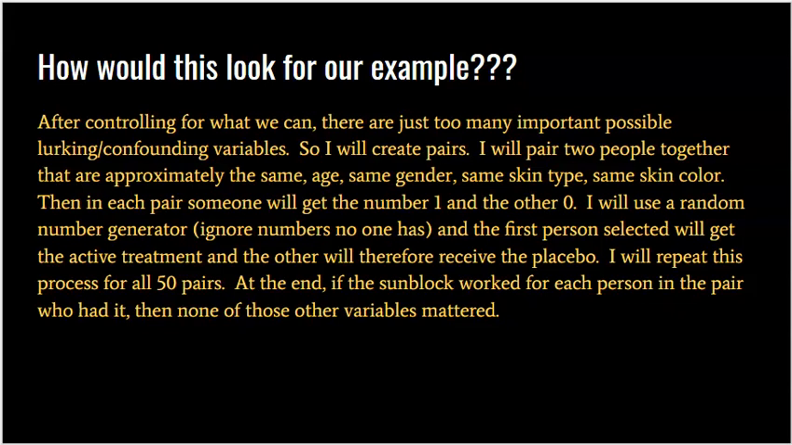At the end, if the sunblock really worked for each person in the pair who had it, then you can't blame it on any other variables. Think about it. If of the 25 pairs, whoever got the sunblock had less sunburn, well, you can't blame it on gender. They were both guys. Can't blame it on dark skin. They both had dark skin. Can't blame it on age. They were both the same age. All these variables that you could potentially list as lurking are no longer lurking because you made these awesome pairs, guaranteeing that many variables were controlled for.